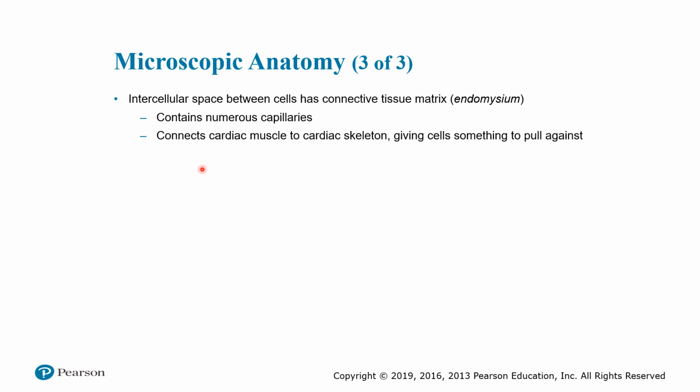Between the cells in the intercellular spaces, there is connective tissue matrix. This is known as endomysium, and it contains the capillaries. And then the cardiac cells are attached to the cardiac skeleton. Remember, we did the cardiac skeleton initially, that there is a connective tissue cardiac skeleton. So this cardiac skeleton gives them support to pull against.